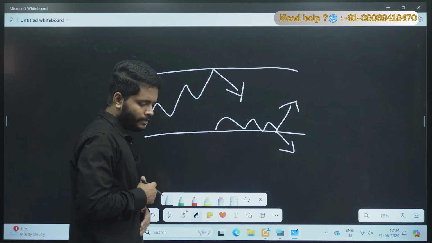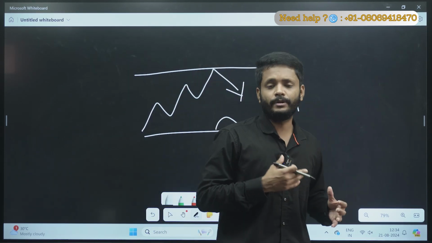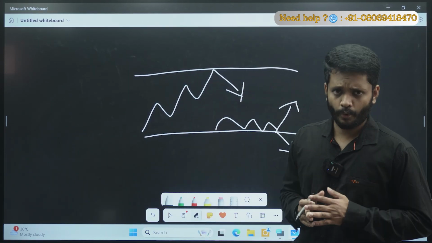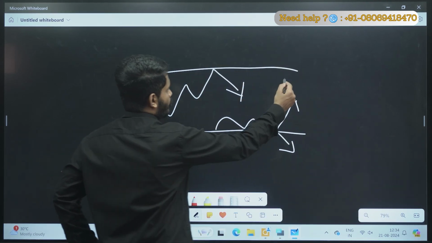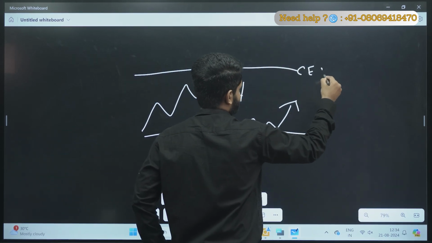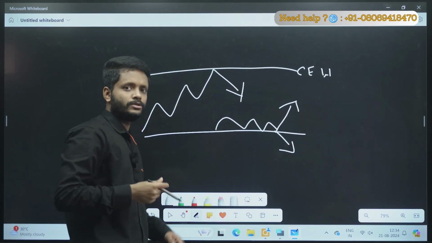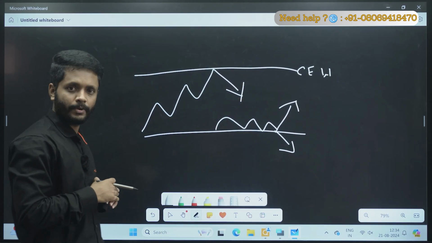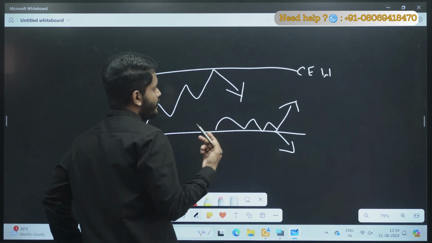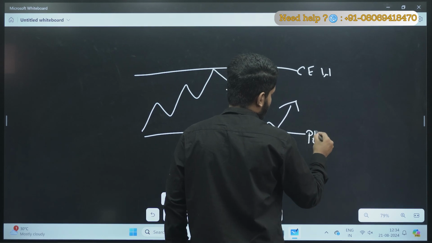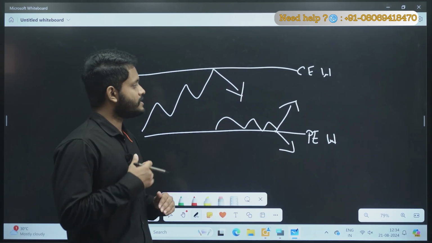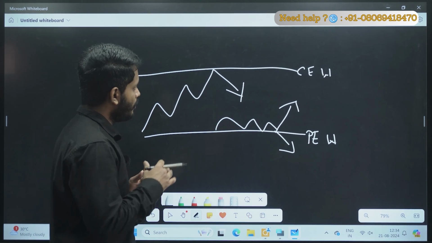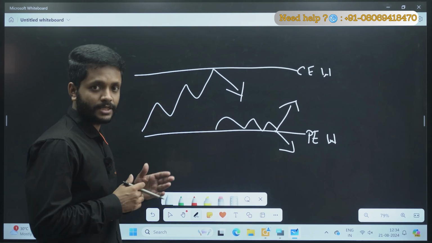A simple strategy which each and every beginner should know is open interest. If there are more and more call writers at this level, this automatically becomes a resistance as per open interest. And if there are more and more put writers at this level, we usually say that this support is very strong. Now, how would you capture the reversals?